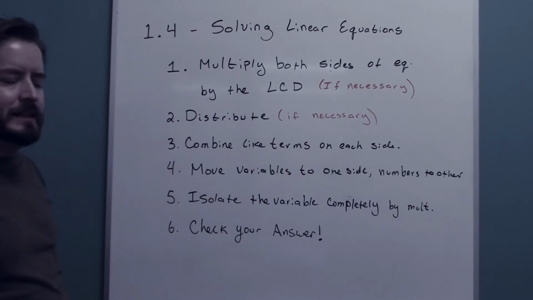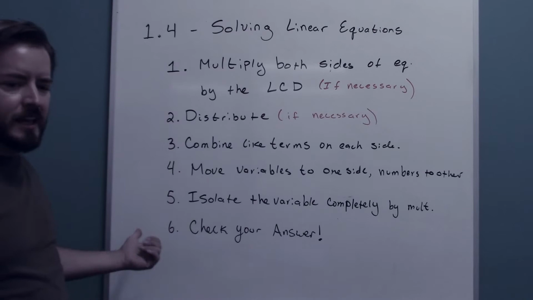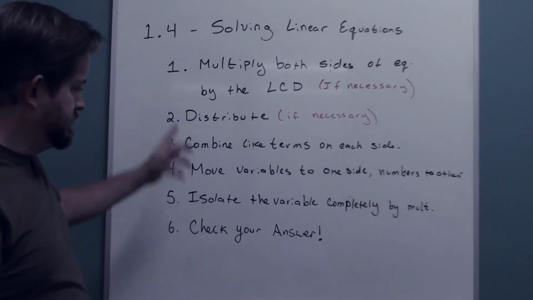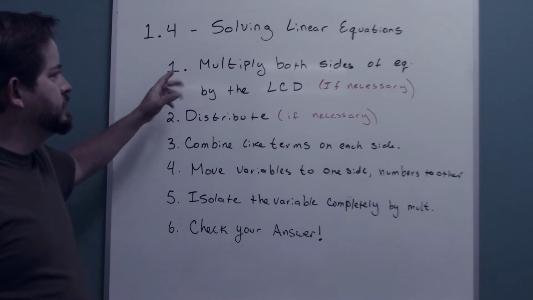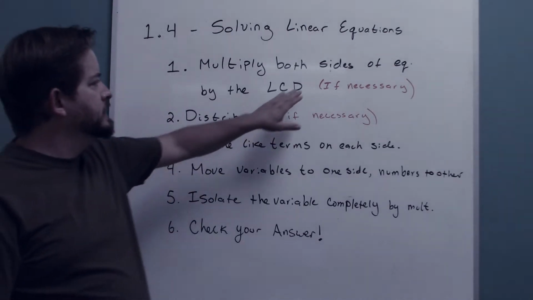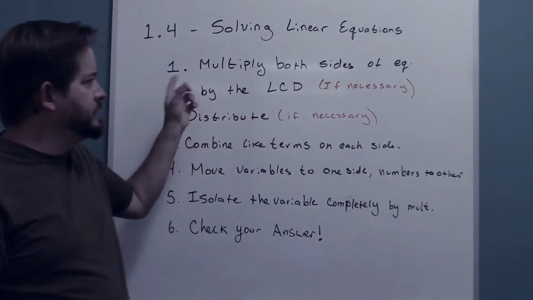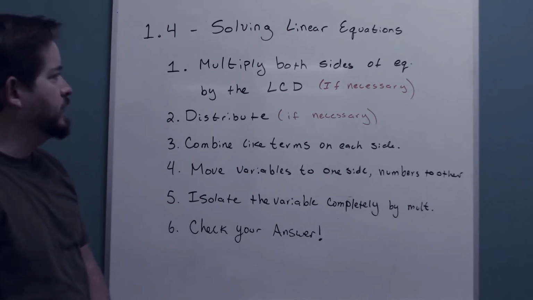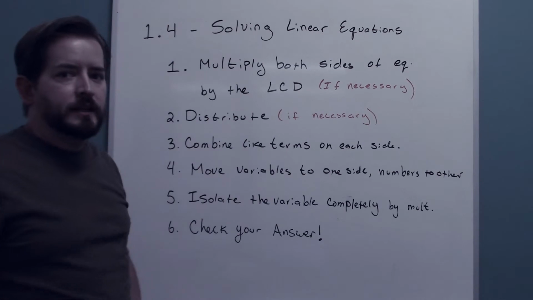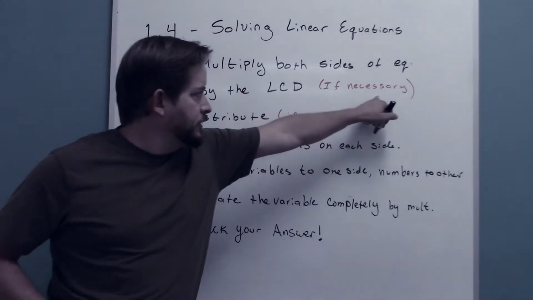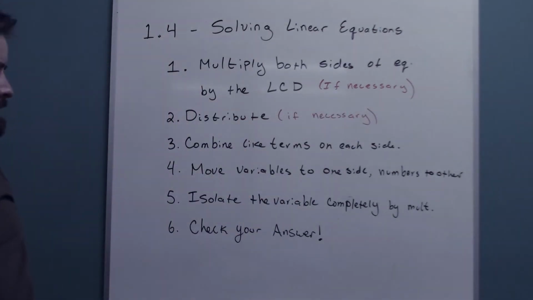The general idea here is to go through these steps and perform the necessary ones, typically in this order, right? So the first thing that you would do is look, if you have fractions, then you would multiply both sides of the equation by the lowest common denominator to eliminate those fractions. But again, that's not always necessary, and therefore that's why this is listed as necessary, right?